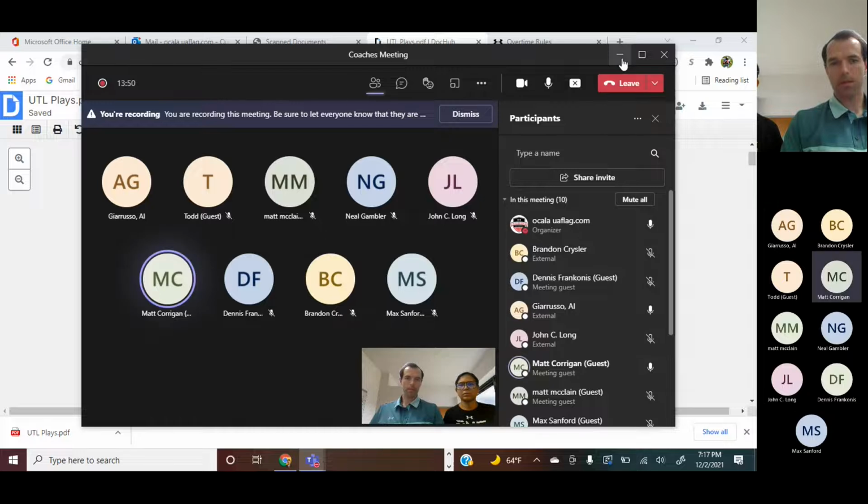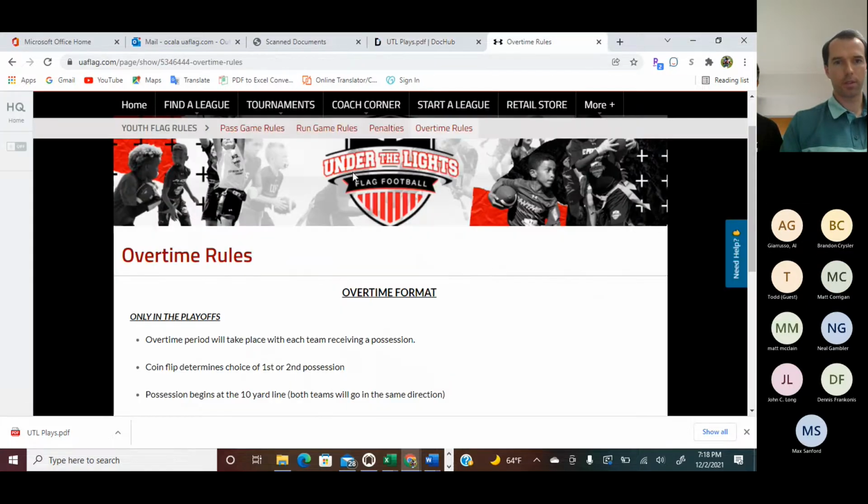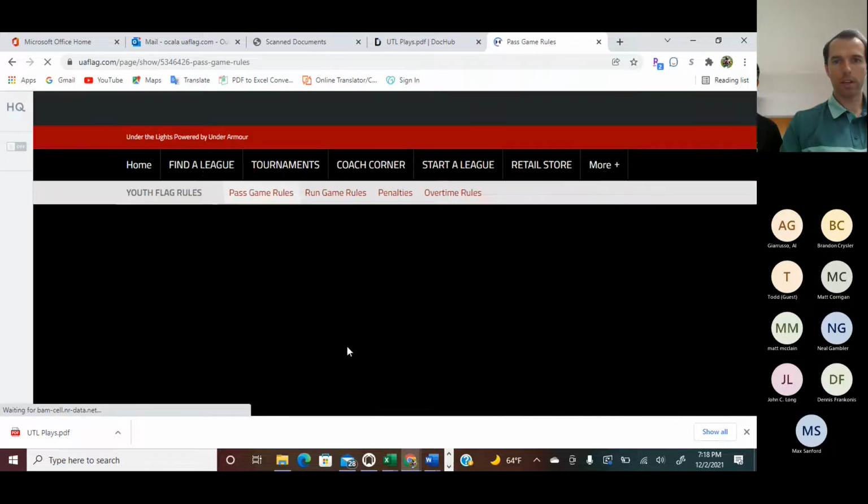Hey, Rob, just a quick clarification for the 3rd and 4th grade level. What's the sack count? Is it 4 seconds? It is 4 seconds for the 3rd and 4th grade. And that is right here on the pass game. So K through 2nd is 6.